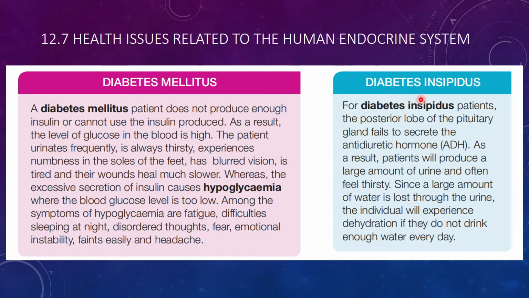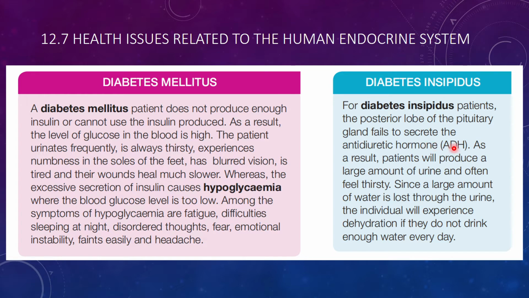Okay, how about diabetes insipidus? Diabetes has two types. So kencing manis is diabetes mellitus, and diabetes insipidus is different. It is totally different. This is because the posterior lobe of the pituitary gland fails to secrete the antidiuretic hormone, and that is the ADH. So do you still remember? Maybe you have to look back at the function of this ADH.